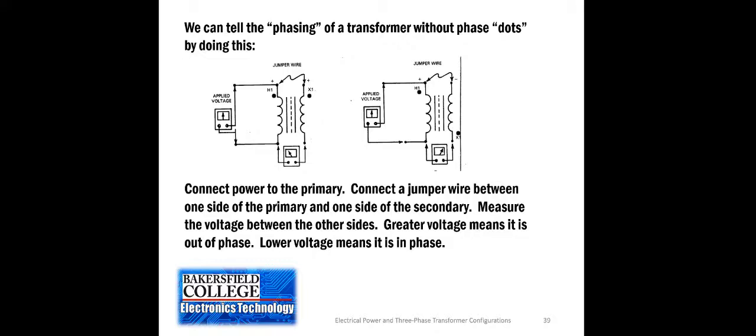There is a unit that you can buy that actually connects to a transformer in the primary and the secondary to determine the phasing. But if you don't have that unit, you'll do what we do in the three-phase transformer lab, and that is we use a jumper between the primary and the secondary. We apply voltage to the primary, and then we measure the voltage between the primary and the secondary. And if the voltage is greater, it is out of phase. If it's a lower voltage, it means it's in phase.